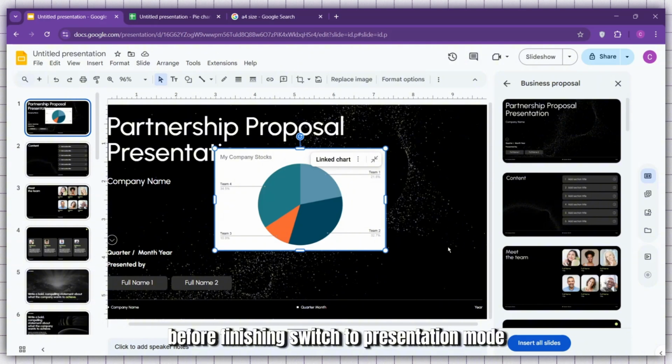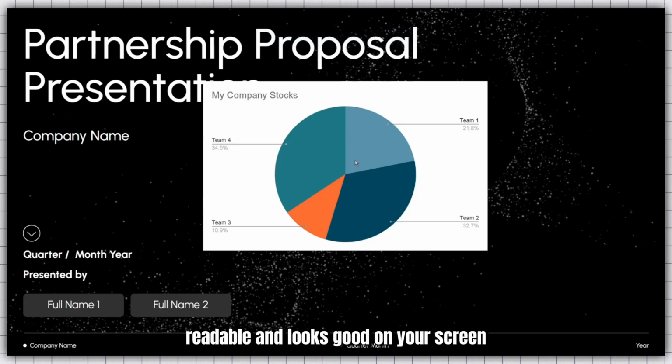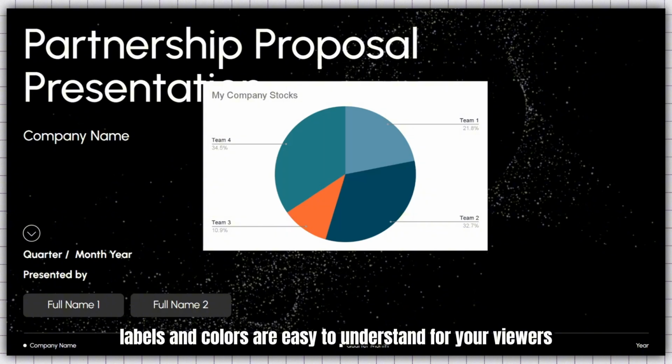Before finishing, switch to presentation mode. Check if the chart is clear, readable, and looks good on your screen. Make sure numbers, labels, and colors are easy to understand for your viewers.